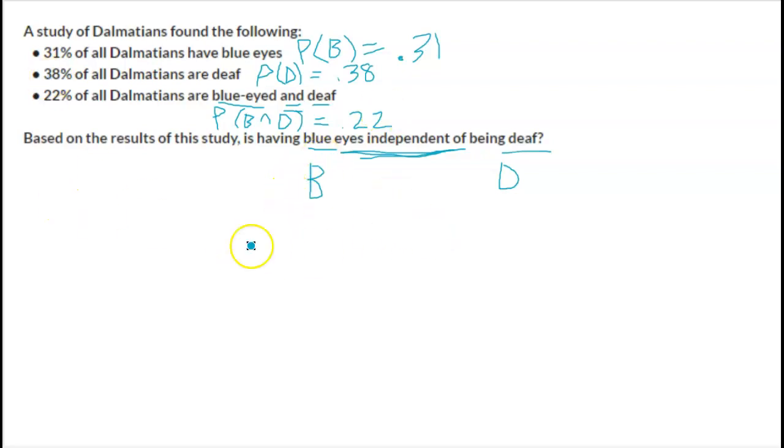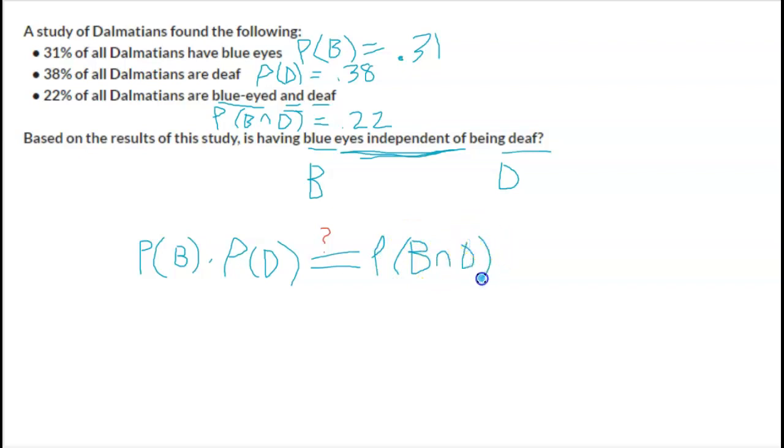So answering the question becomes checking if the probability of B times the probability of D is equal to, I'll put a question mark, I'll put it in red because it's a real question, the probability of B intersect D, right? The second method. Why? Because they gave us the intersection and they gave us the two individuals. That's one way to check. Is the probability of the intersection the product of the separate probabilities?